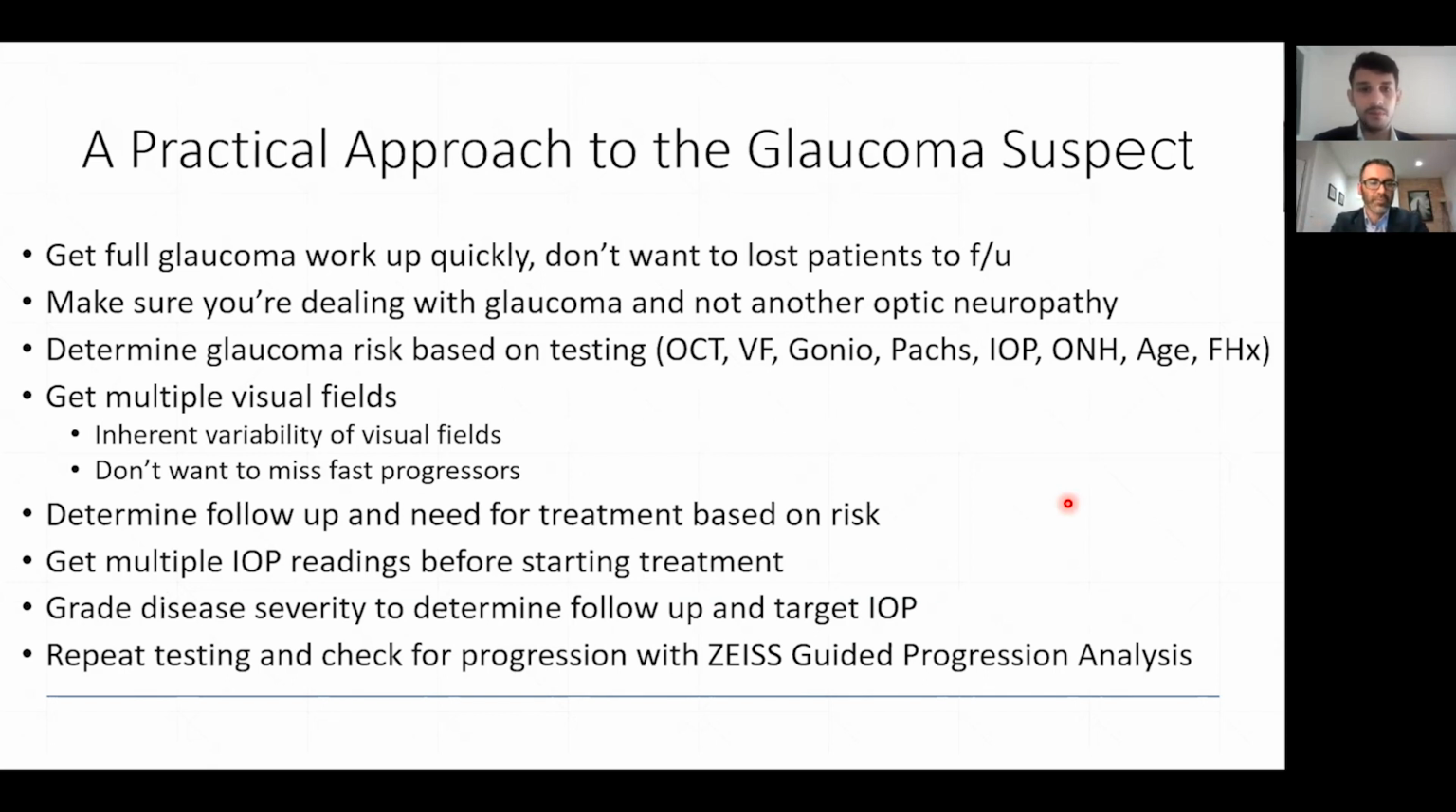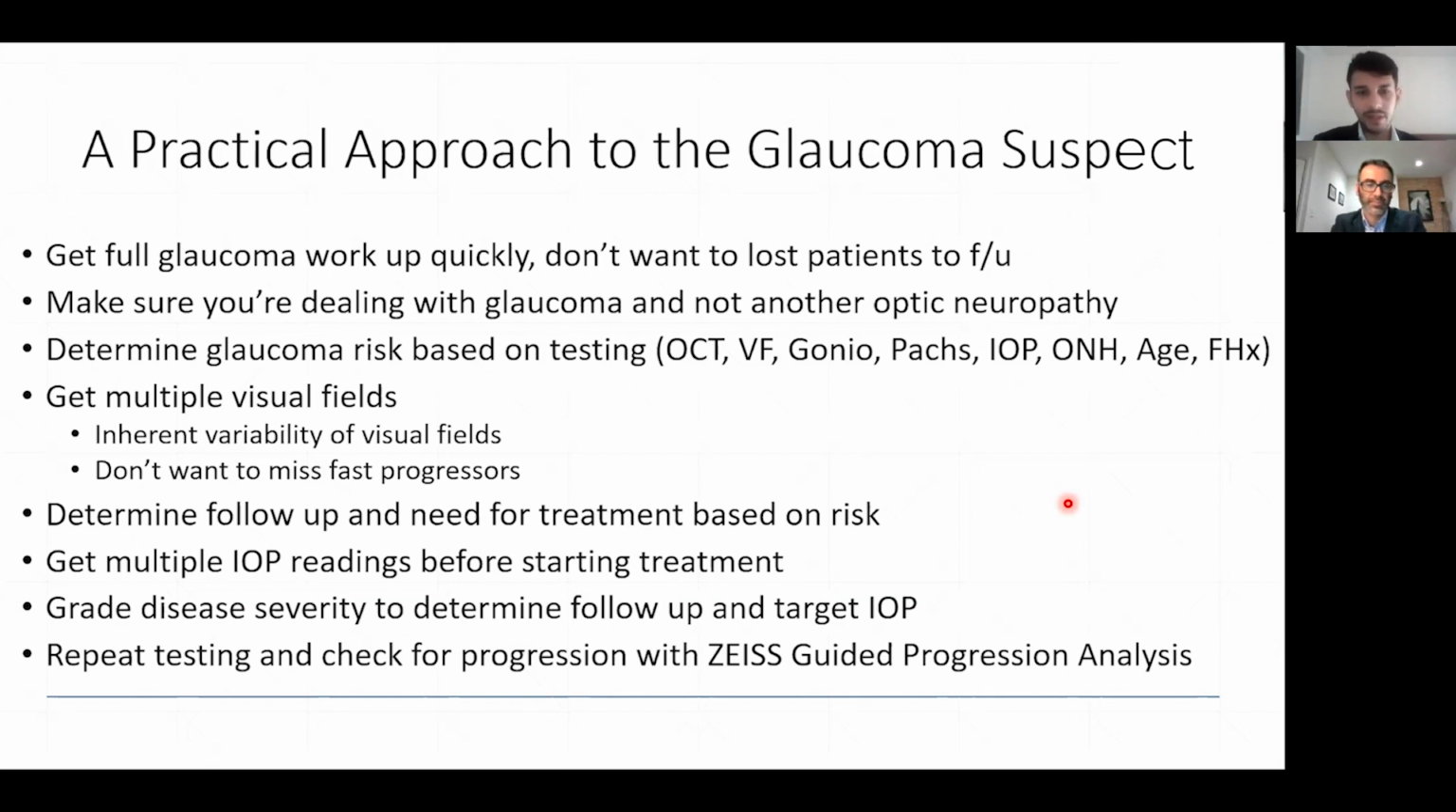You never want to miss these fast progressors. That's another reason to do a lot of visual fields in the first 2 years, because about 4%, maybe 5% of patients progress very quickly, so more than 1 decibel per year. And like we spoke about, at 1 decibel per year, in 10 years you go from no visual field defects to pretty significant loss, which can start affecting your quality of vision.